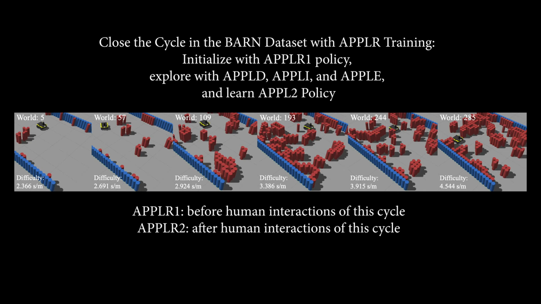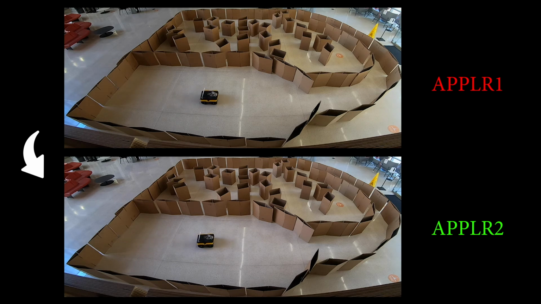To close the cycle, we initialize with APPL-R1, explore with the learned APPL-D, APPL-I, and APPL-E in the BARN dataset, and learn a better APPL-R2 policy. While exploration with APPL-D, APPL-I, and APPL-E learned from different human interaction modalities in the real world can help improve navigation performance in the simulated BARN dataset, we further show improved navigation in the real world with APPL-R2 compared to navigation with APPL-R1. Initialized from APPL-R1, APPL-R2 incorporates all human interactions within this cycle into the parameter policy.